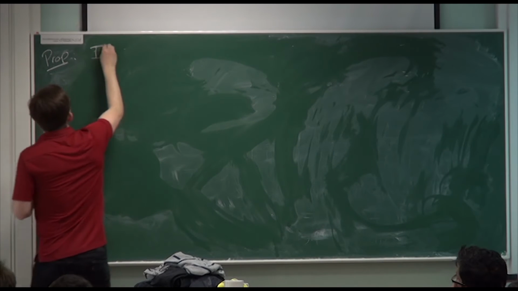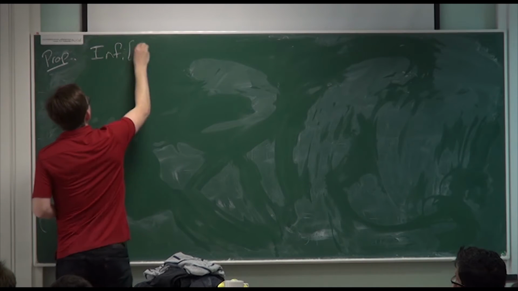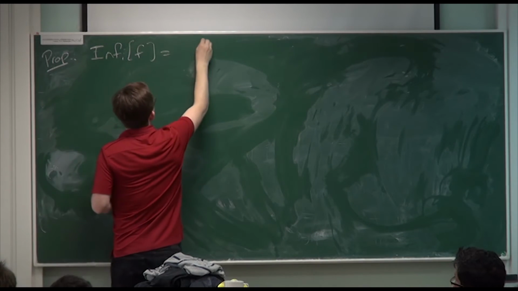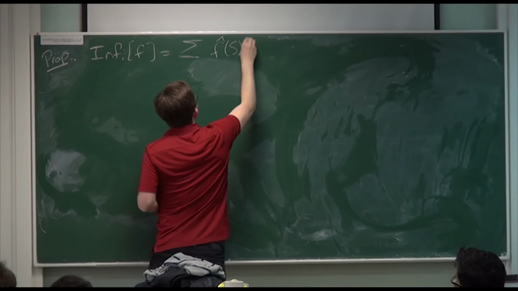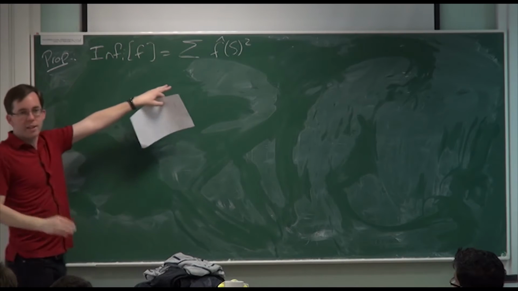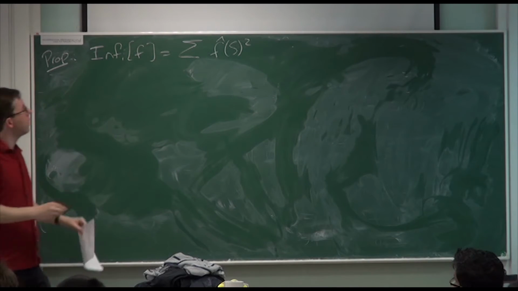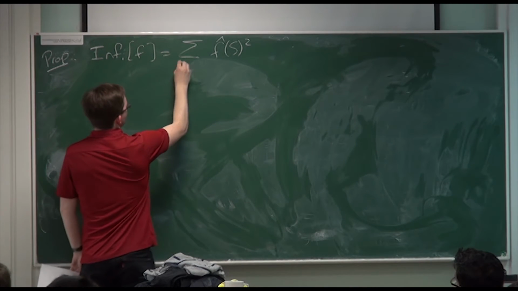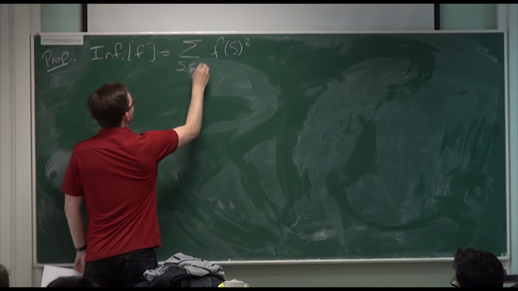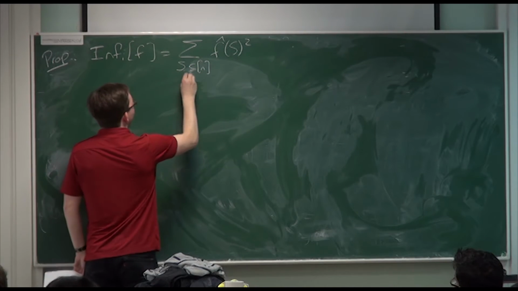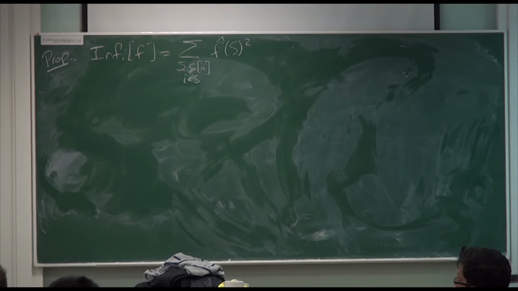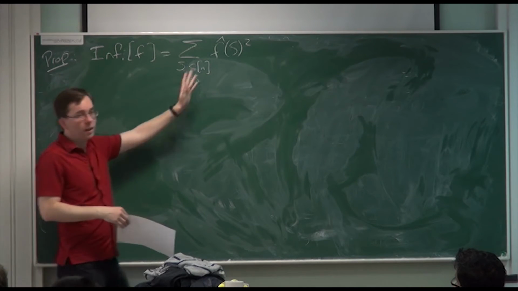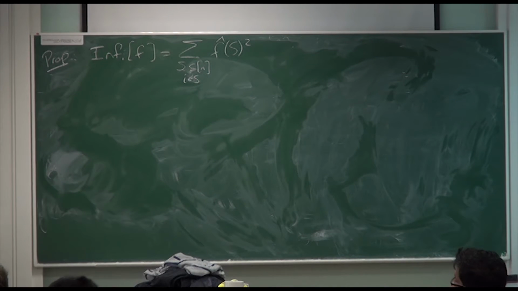Proposition. The influence of coordinate I on a function f is equal to, you look at the sum of f hat s squared. Remember, if I summed this over all s, I always get 1. That's a basic fact. But I don't sum it over all s. I just sum it over the sets s that contain I. That's very elegant, I think. You just look at the sets that contain the coordinate I that you care about, and you just add this up. And it gives you the influence.